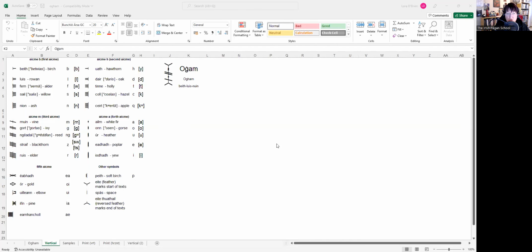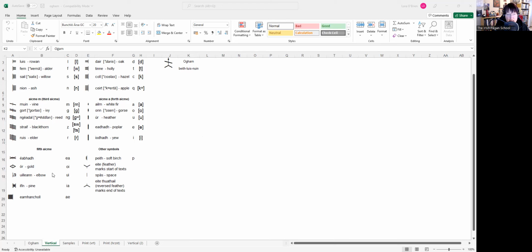So what I want to do is go back to the sheet that we were on and just look at the forfeda or the extra letters. Now, I don't usually use them. I do kind of give a little bit of detail about them in those classes that I mentioned, but for the most part, with my divination, with my magic, I would just use the primary 20 letters. And this is where some people get confused because there are also these extra letters, the fifth aicme, which technically has 5, but there's other symbols as well. So you do have these extra letters.